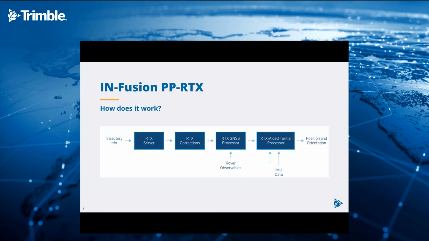How does it work? Once the data have been imported into POSPac, the trajectory gets uploaded from POSPac into the cloud environment. The RTX cloud server then creates a set of RTX corrections, which are unique to the mission and to the rover data, and will transmit the corrections back to POSPac to post-process a centimeter-accurate trajectory without a local base station. This is how it works for our IN-Fusion PP-RTX processing mode.